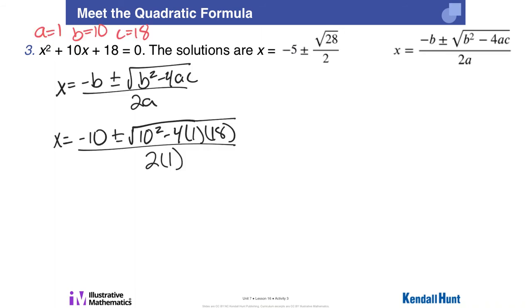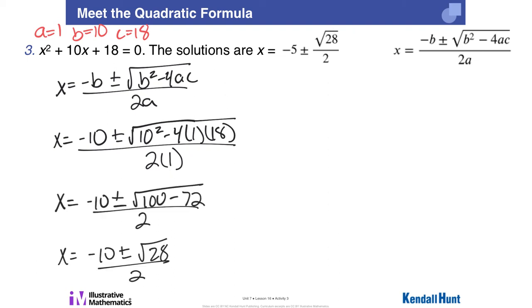So you've identified A, B, and C. You have filled them into here. This is an example of a problem where we would have to use the quadratic formula. We could not factor this into nice factors like we've been doing. We have to use a quadratic formula here. So I've simplified down to this point. I have negative 10 plus or minus the square root of 28 divided by 2.